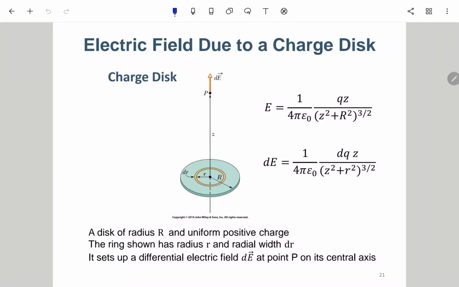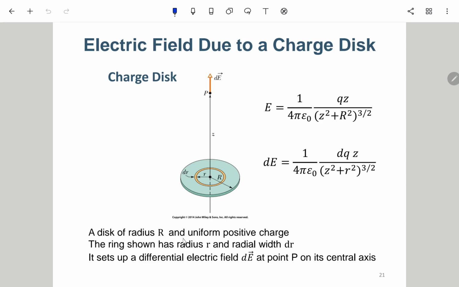Okay, so here we have a next structure to consider. This one is the electric field due to a charged disk. The previous one is a charged ring. It is somehow like one-dimensional integration, while this one will be integrated in 2 dimensions. Okay, so here we have a charged disk.